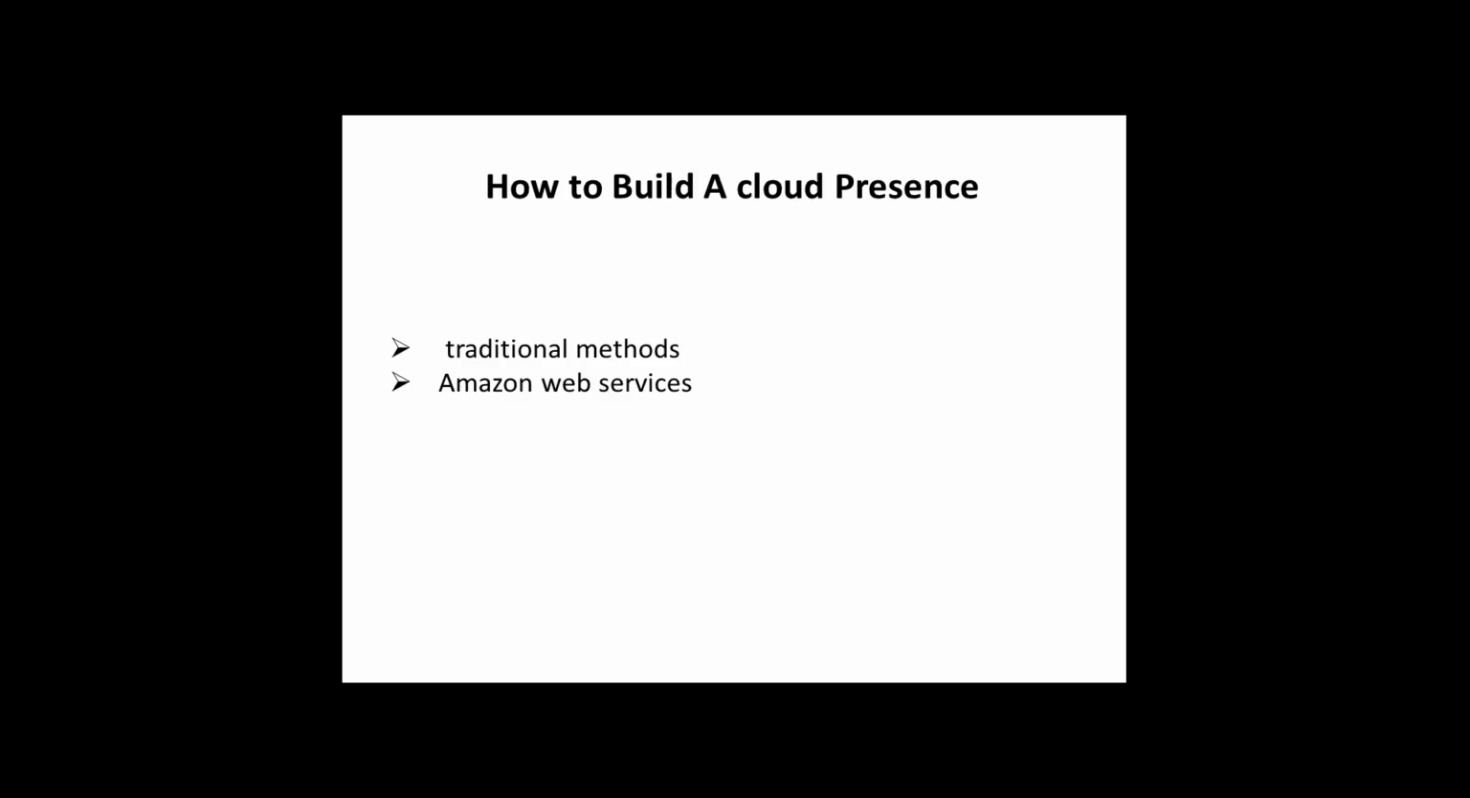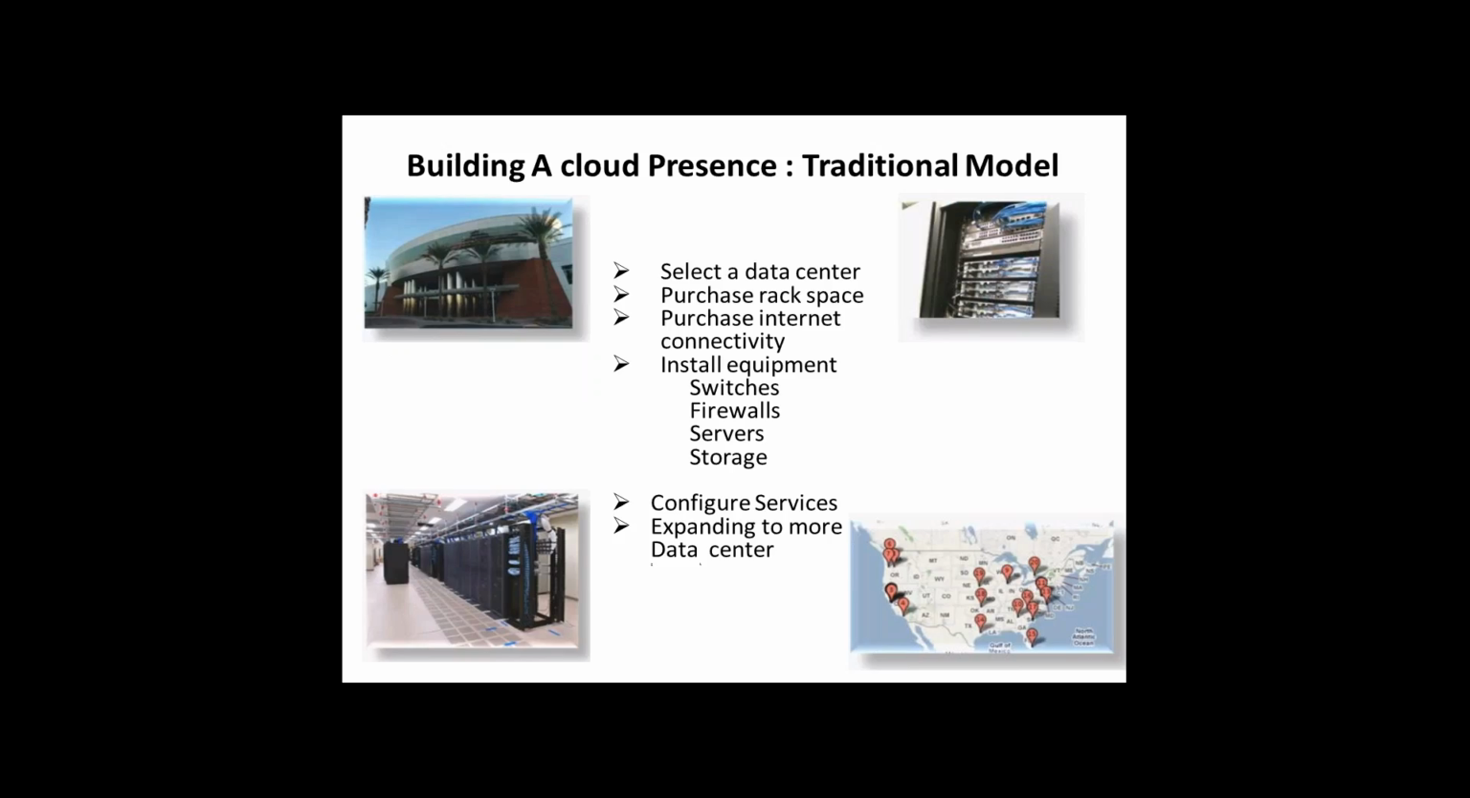Okay. So there are two ways. One is the traditional way, which we are following now. Meaning before 5 years or 10 years, before AWS, it was completely traditional. So we will discuss what is the traditional method and what is the Amazon method, and how different they are, we can see in this demo class. Okay. So, building a cloud presence in traditional mode.